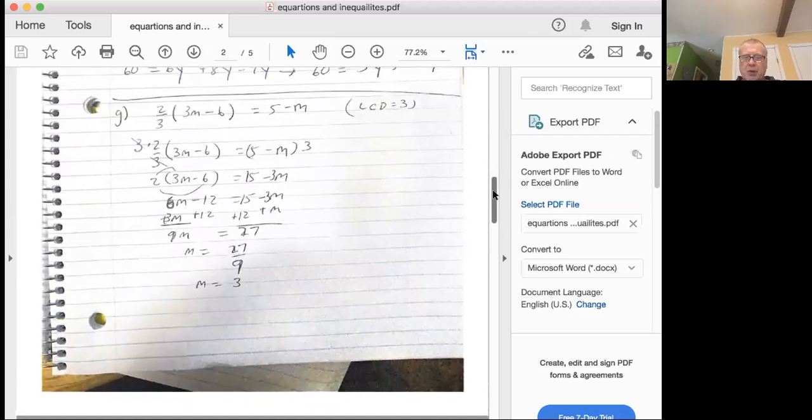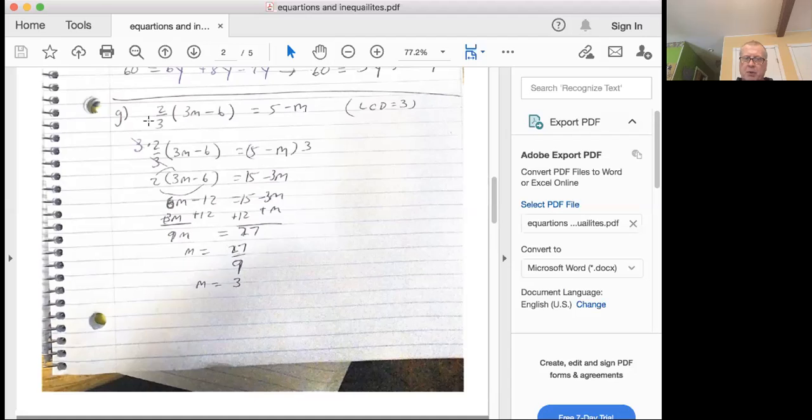And then the last equation I want to take a look at today is 2/3 times the quantity 3m minus 6 equals 5 minus m. Students get confused on problems like this because they don't know, should I clear out the fraction or should I distribute first? It doesn't matter in this case. If we note that there's one fraction here and it's outside a set of parentheses and the fraction is 2/3, I'm going to multiply that 2/3 by 3. In the process though, I also have to multiply this other side by 3.